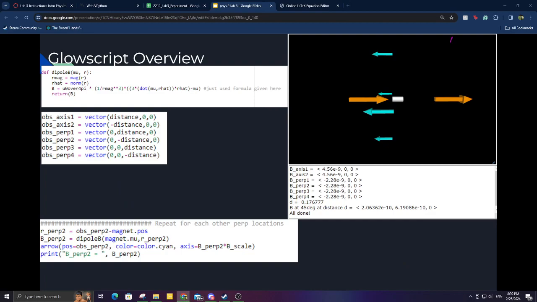Here's my model and results in GlowScript as well as my code. As far as the actual coding went, it was pretty straightforward. I was required to create a function that would calculate the magnetic field B given mu and the distance r, where r was the distance between the observation point and the source. I also created observation points equidistant away from the source on each of the required locations.